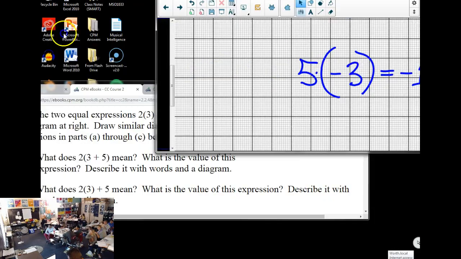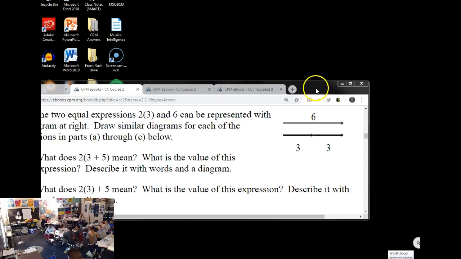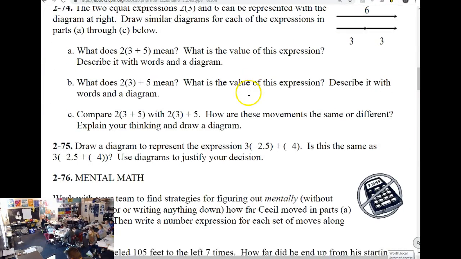Apparently my smart software has decided to kick the bucket this morning. So we're gonna write over here.